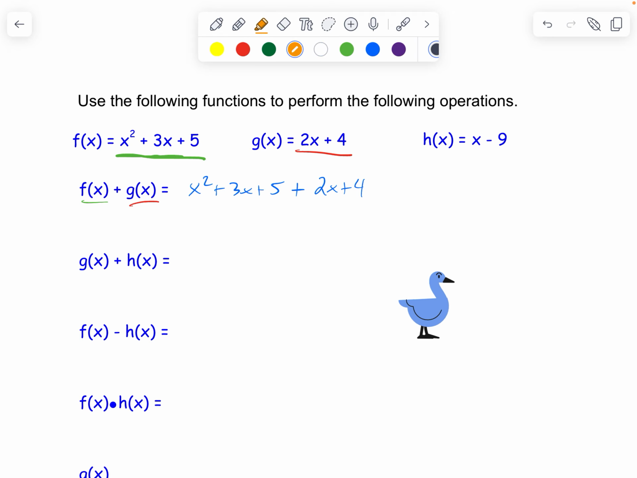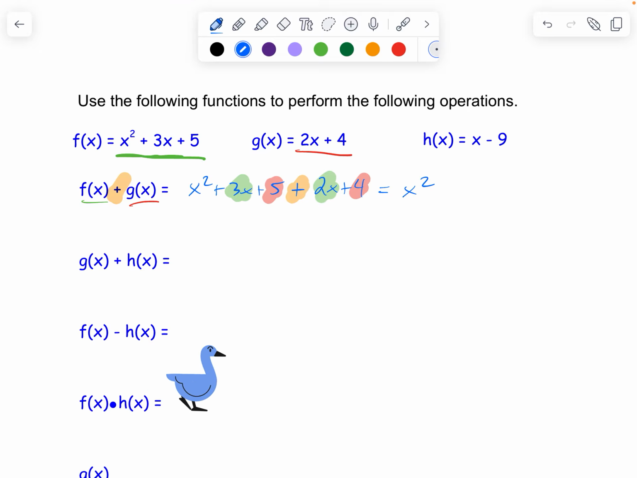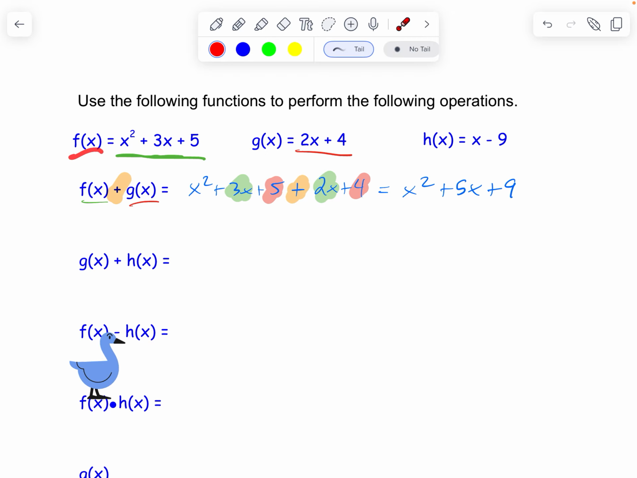So there's the green one, and then plus the red one. And so just this plus sign is this plus sign, okay? Then you simply need to put together like terms. I'll highlight 3x goes with 2x, and then 5 goes with 4. Those are the like terms. X squared doesn't have any like terms to combine with. So it would be x squared, and then 3x plus 2x is 5x. This is kind of fun, but also kind of annoying. Plus 9. So that's it. That's adding the f function to the g function.